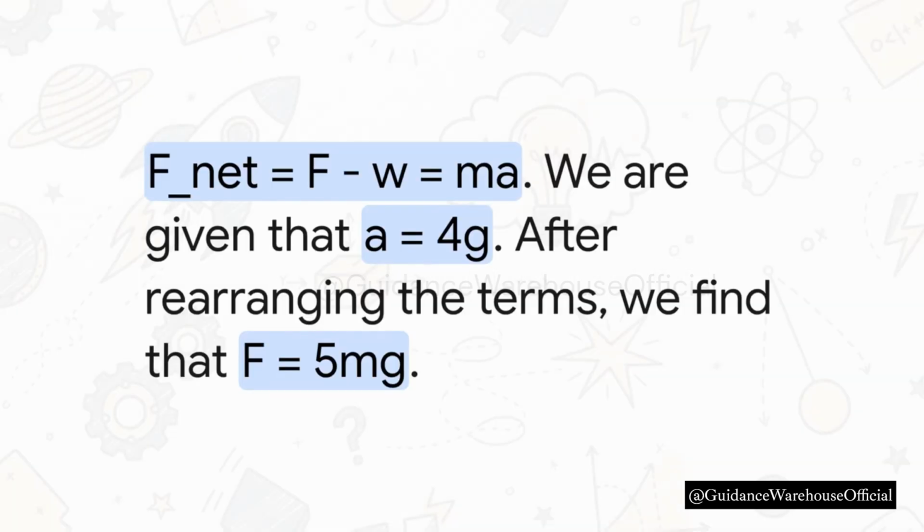Now for step 3. Let's bring in Newton's second law again. F net equals ma. The net force is just the upward force F minus the downward weight W. So F minus W equals ma. Now here's the cool part. The problem tells us that a is equal to 4g. If we substitute that in and rearrange the equation to solve for F, we find something really elegant. The force required is exactly 5 times the jumper's own weight.